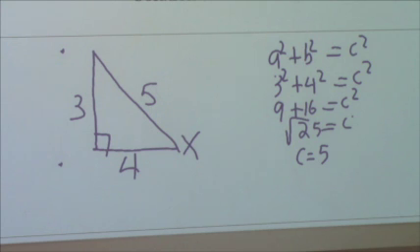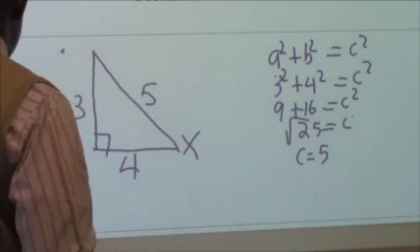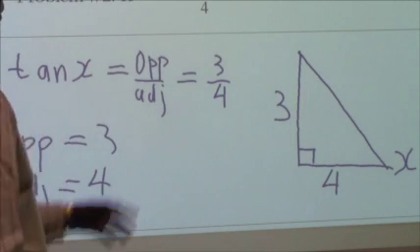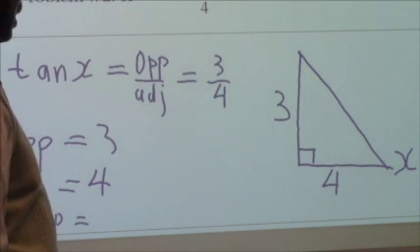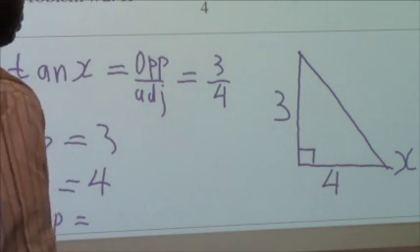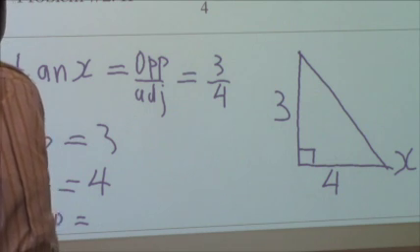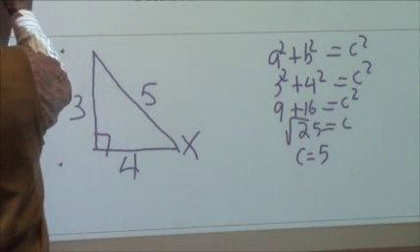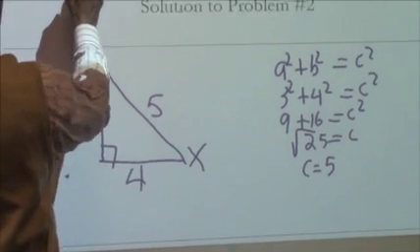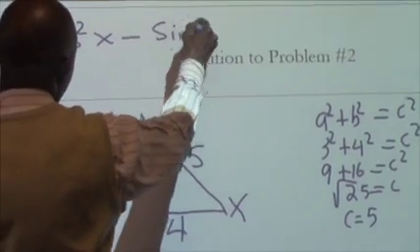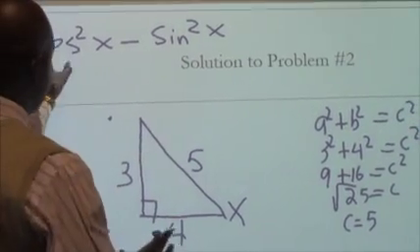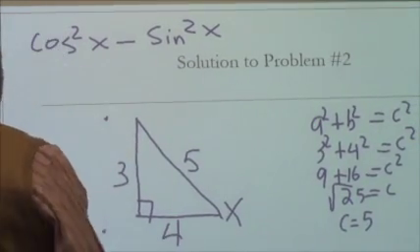So, we got to go back here, because what we need to find is this. We need to find cosine squared x minus sine squared x. So we need to find the cosine and sine. So here's what we need to find: cosine squared x minus sine squared x. So let's find the sine and cosine. So how do we do it?